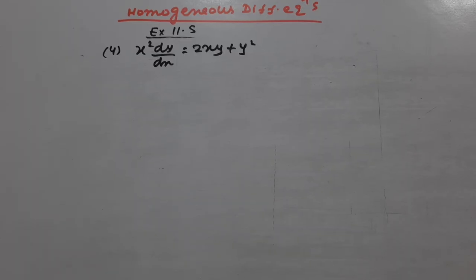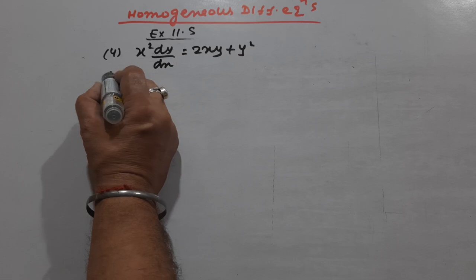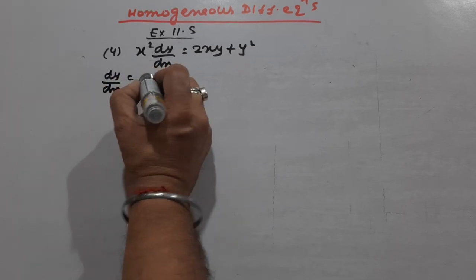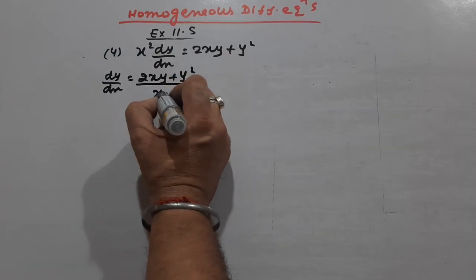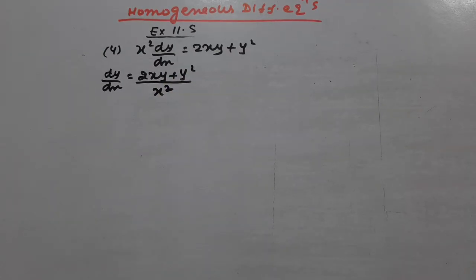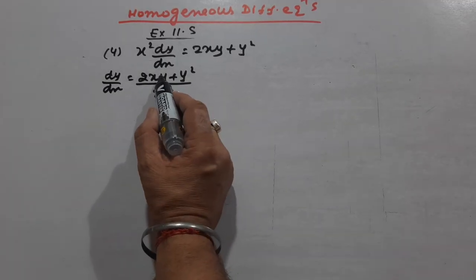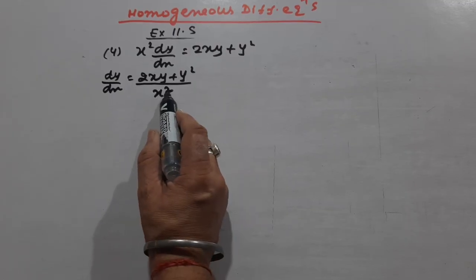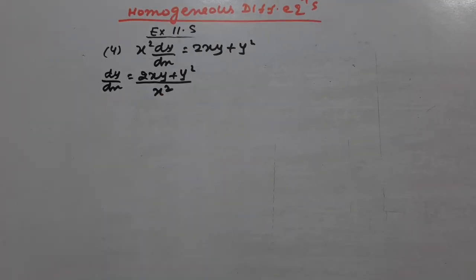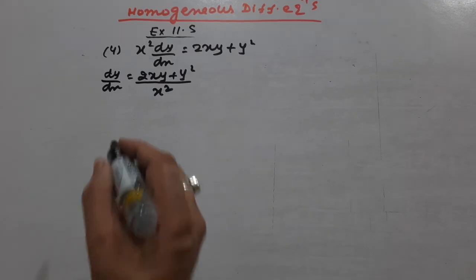Now students, the next question: x square dy upon dx equal to 2xy plus y square. Let us solve the following differential equation. Here let us find dy upon dx, which is equal to 2xy plus y square upon x square. Again, the degree of the numerator is 2, since 1 plus 1 is 2, y square is 2, and the power of x is also 2. So in the numerator and the denominator the degree is the same, which means this is a homogeneous differential equation.